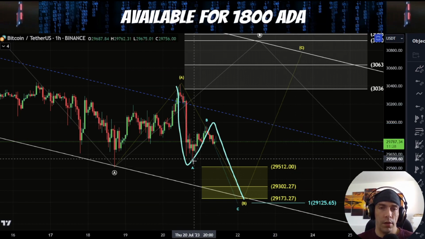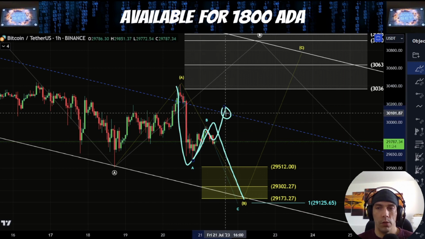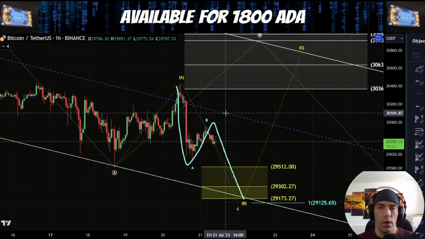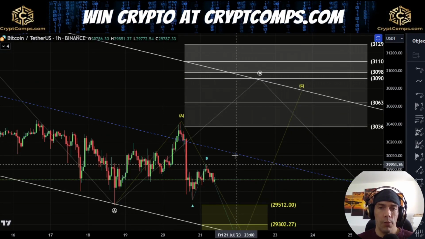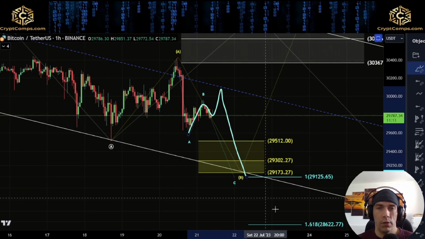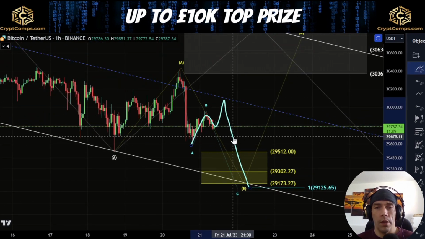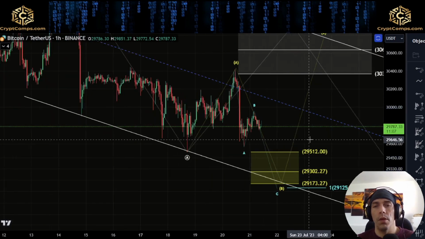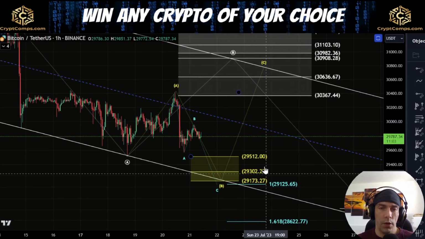Once again, same idea is possible here. We could see another move to the upside, in which case I'd be looking towards this 30K 101 as a possible rejection area towards the center channel here. If we see something like this, where this actually just becomes corrective up and we still see continuation down, but we fail to move down towards that 1618 level, effectively what we could be forming here is a bigger flat correction.